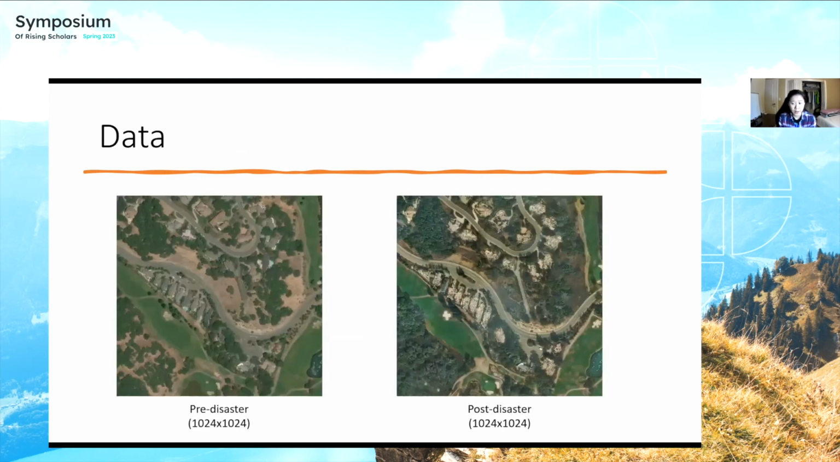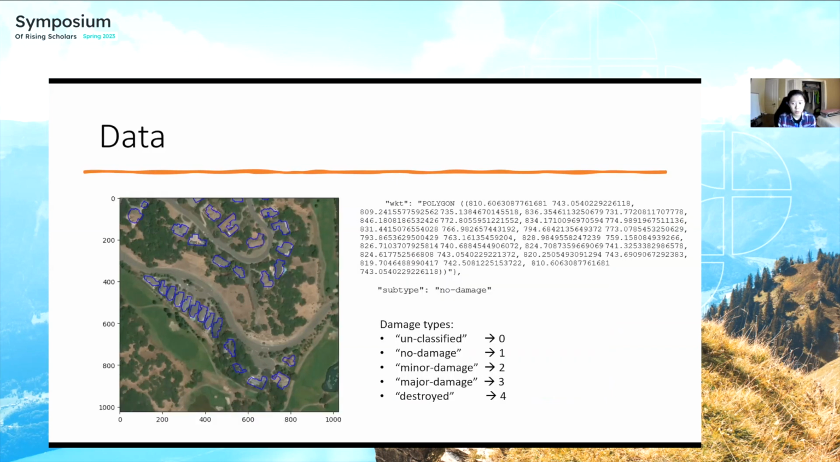The data contains many pairs of images, and each pair has a pre- and post-disaster image. The images have a resolution of 1024 by 1024 pixels, and each image contains multiple buildings. The images also come with labels. Each building in the image has a polygon and a damage type label. The polygon label represents the shape of each building, and there are 5 different damage types that are listed here, and each of them was encoded into its corresponding number during the data loading process.